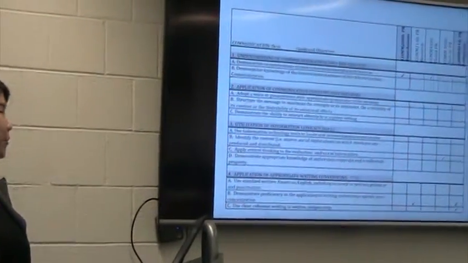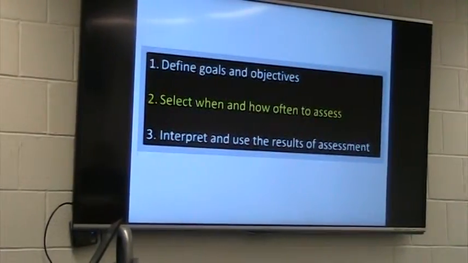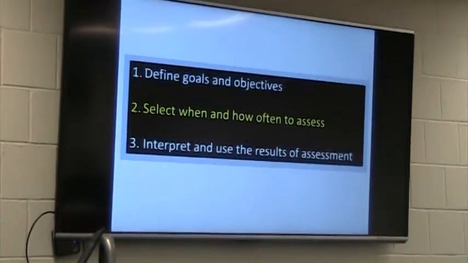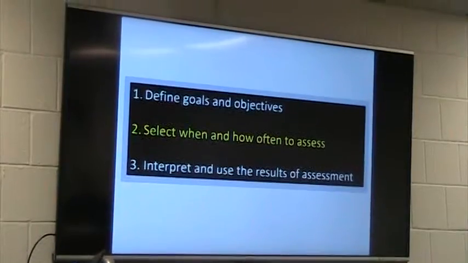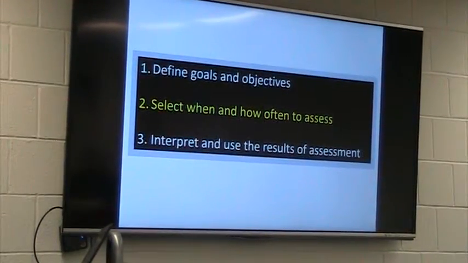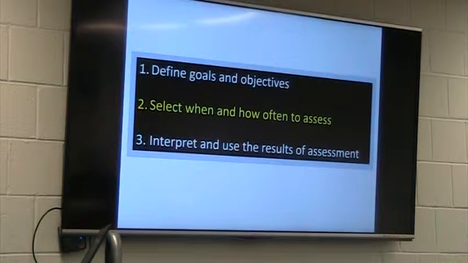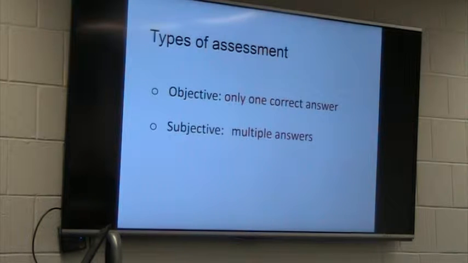So we know the importance of identifying goals and objectives. What's next? How can we start assessment? We need to select when we are going to assess and how often we are going to assess student learning outcomes, which brings us to types of assessment. I am going to talk about the different types of assessment that our textbook discusses.